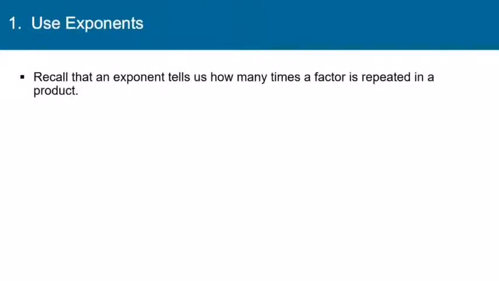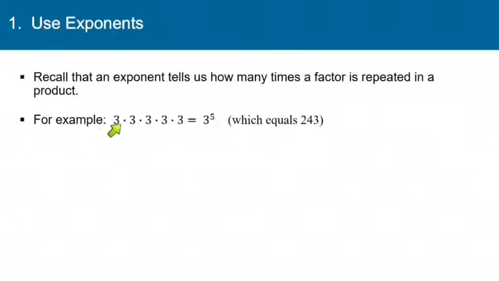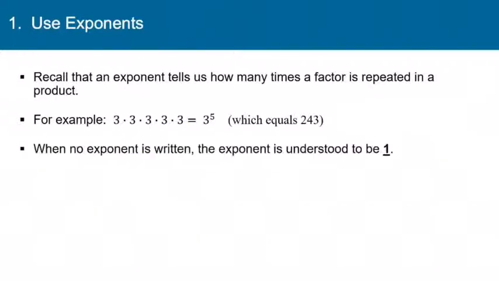So first, let's review a little bit about how to use exponents. Remember from our previous lessons that an exponent tells us how many times a factor is repeated in a product. So for example, 3 times 3 times 3 times 3 times 3 is 3 to the 5th power, which would give you 243 if you multiplied all of these 3's together. Now, if no exponent is written, then the exponent is understood to be a 1. So, for example, if you just have a 3, that's understood to be 3 to the 1st power.